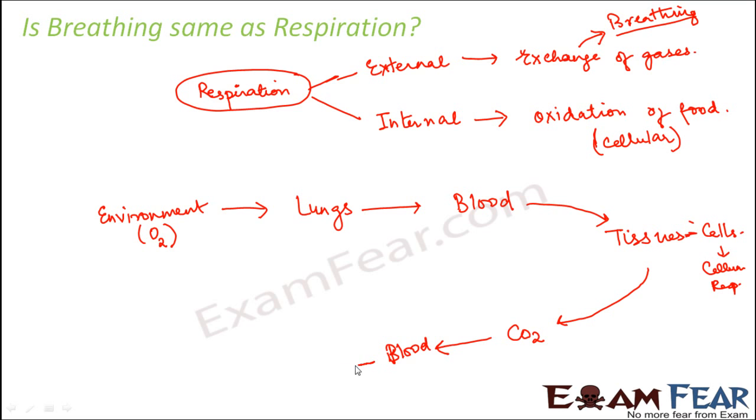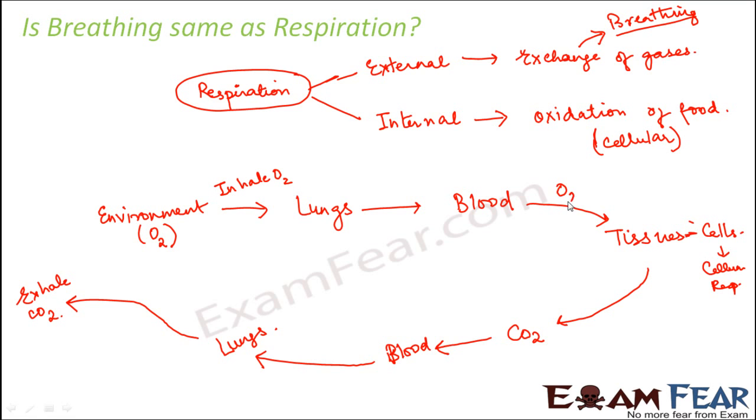So blood will carry this carbon dioxide back to the lungs, and the lungs will then exhale the carbon dioxide. So this is inhaled oxygen. Blood is actually sending oxygen to the tissues. Using oxygen, they will undergo cellular respiration. The product will be carbon dioxide, which will again be sent to the blood. Blood will take it to the lungs, and then the lungs will exhale carbon dioxide.